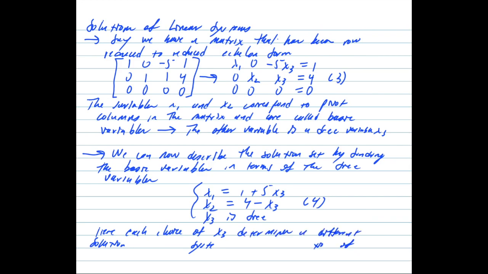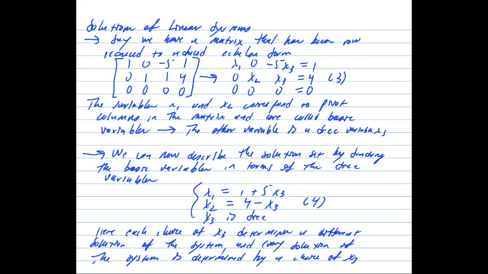Now that we have everything written out in terms of x3, we can have our choice of x3. So whatever choice we have for x3 determines a different solution of the system. And every solution of the system is determined by a choice of x3.